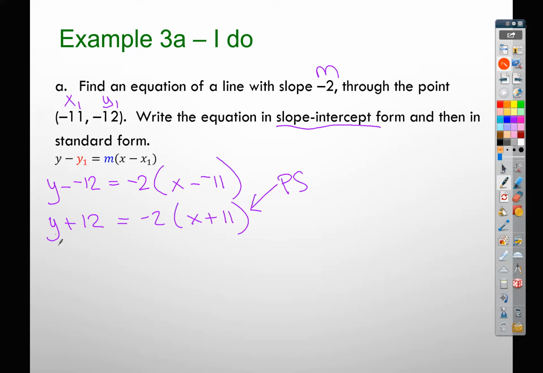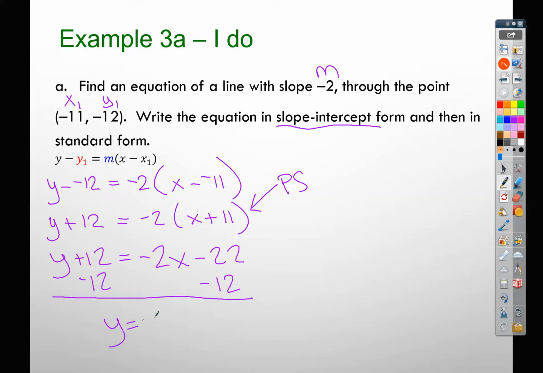Okay, so how do we do that? We need to distribute that negative 2. And then I'm going to subtract the 12 to isolate the y. So I get y equals negative 2x minus 34. Okay, so this is slope-intercept.